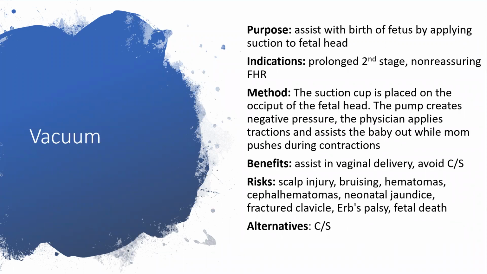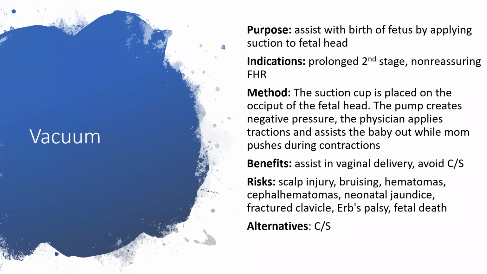Vacuum would be to assist with birth of the fetus by applying suction to the fetal head. An indication of this would be a prolonged second stage, maybe a non-reassuring fetal heart rate. The suction cup is placed on the occiput of the fetal head. The pump creates negative pressure. The physician applies traction and assists the baby out while mom pushes during her contractions. This is an assistance in vaginal delivery, and the goal of this is to avoid a C-section. Maybe it's been taking very long, and no fetal descent has occurred.